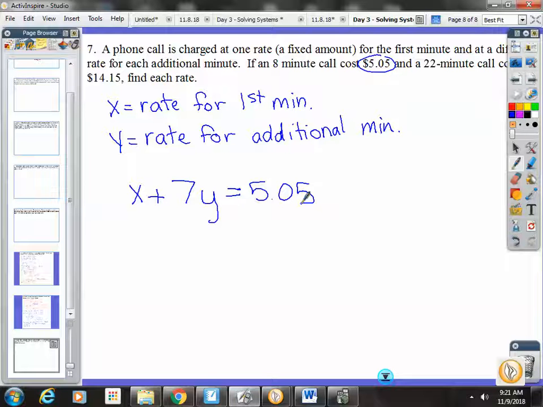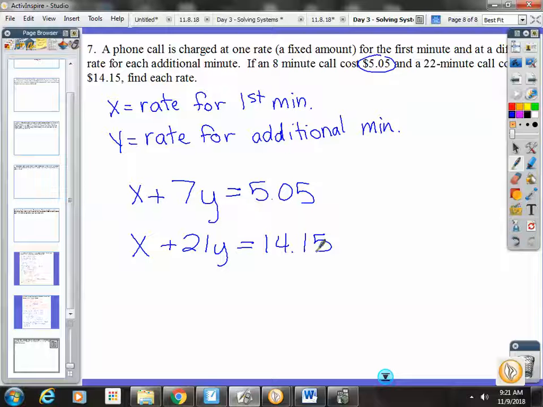Let's look at a 22-minute phone call. For the 22-minute phone call, how much are we going to pay for that first minute? X, just like we did on the 8-minute phone call. We're going to pay X for the first minute. Each additional minute, we're going to pay Y. Well, how many additional minutes are there in a 22-minute phone call? 21. And there was a total cost of $14.15. Is everyone okay with setting up those two equations?